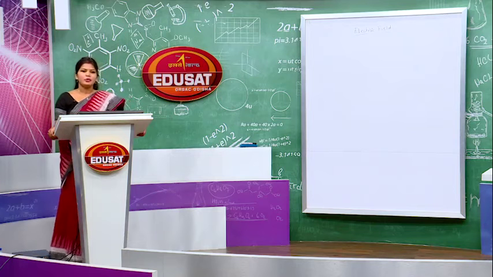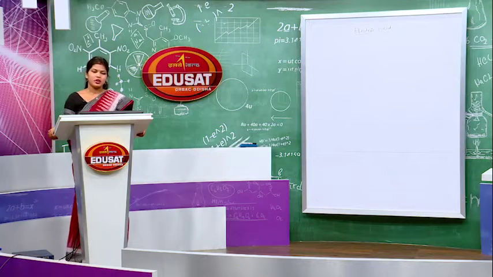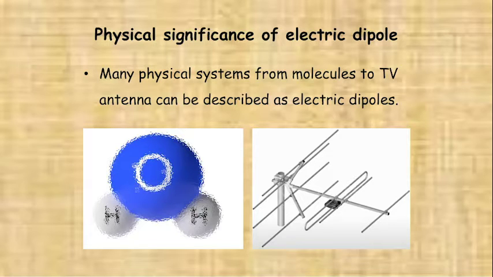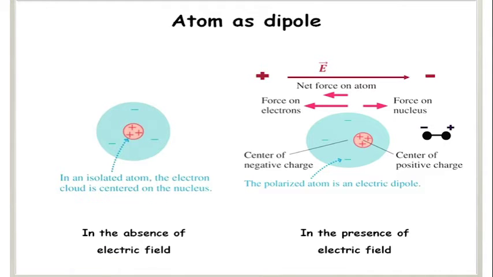Let us learn the physical significance of the electric dipole. Many physical systems, from molecules to TV antennas, can be described as electric dipoles. You can see the molecule, for example, the water molecule is the best polar solvent, and here you can also see the picture of a TV antenna. Then we will discuss the atom as a dipole.